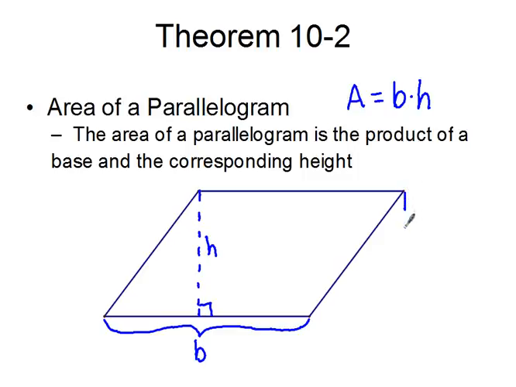Sometimes they'll put the height outside of the parallelogram as well. So they'll make two dashed lines like this and show you that it's perpendicular. So then this would still be the height, but the base would be over here. Depends on how you look at it.